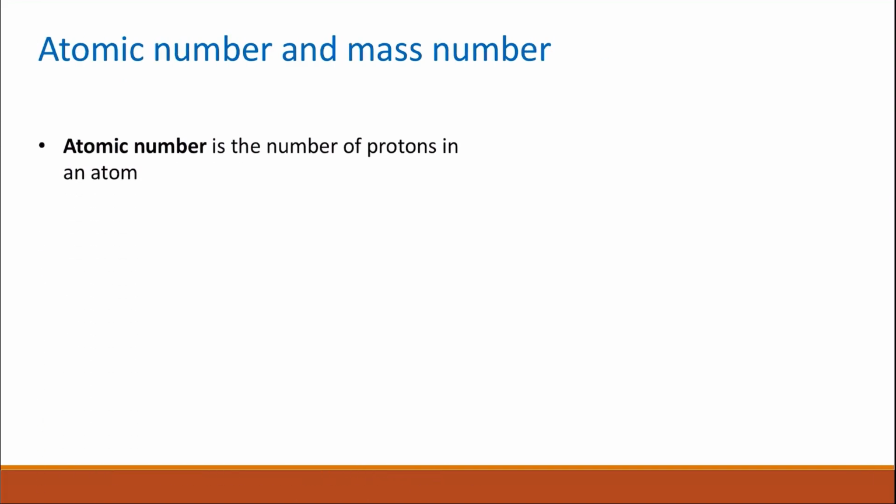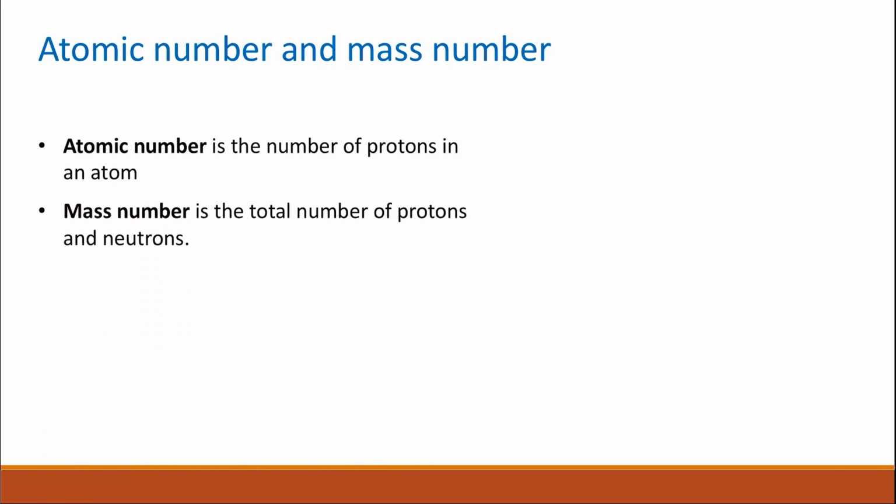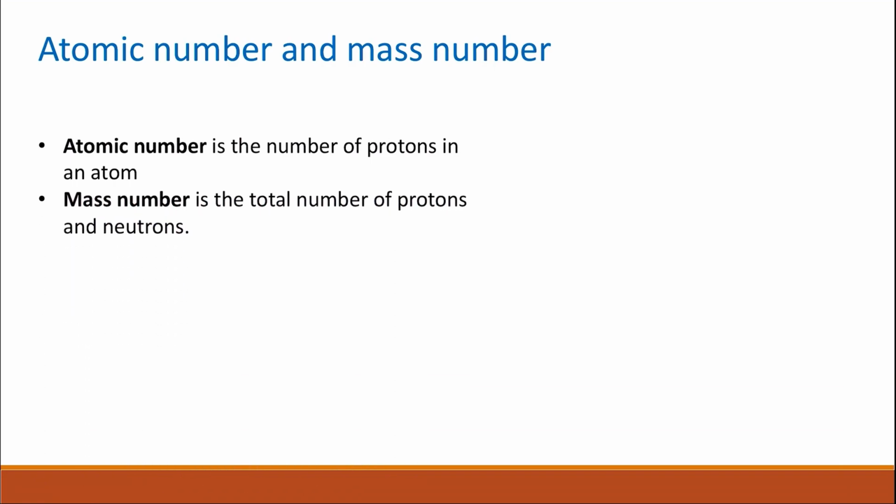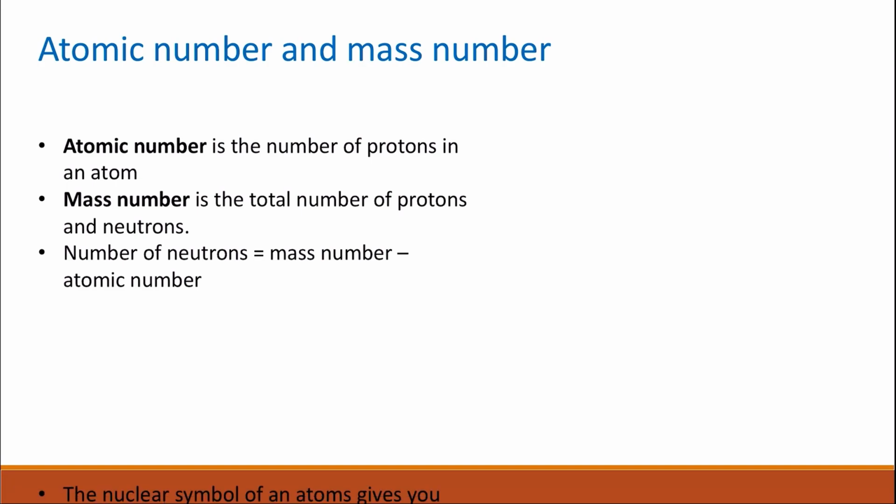There are two types of numbers that distinguish each atom, which are the atomic number and the mass number. The atomic number is the number of protons in the atom, which equals the number of electrons in the case of an uncharged atom. And then we have the mass number. The mass number is the total number of protons and neutrons. The number of neutrons can be found if we subtract the atomic number from the mass number, because the mass number is the total of protons and neutrons, and the atomic number is only the number of protons in the atom.